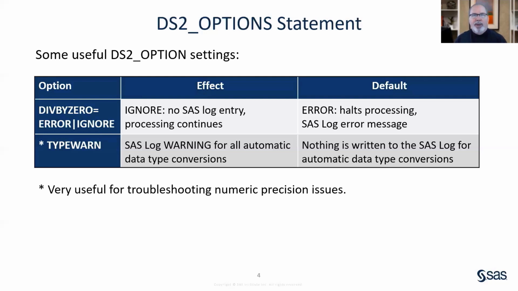But there will be times when the automatic conversion causes issues with the way that your program is calculating results, and you'll be wanting to see that. So you can set this DS2 option type warn right before you run that particular step. And then every time an automatic conversion happens, you do get a warning in the log, and that can help you narrow down where the problem is occurring.